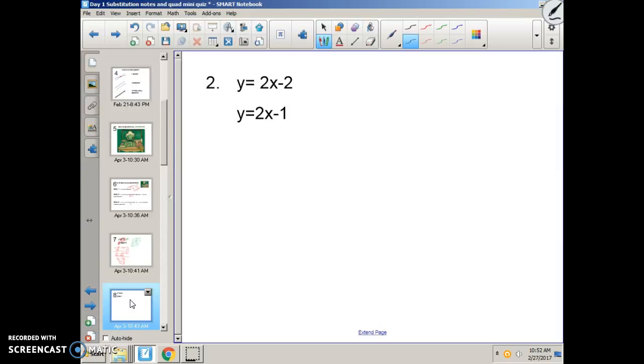Alright, so you should have paused and at least tried it on your own. You might have figured out what the issue is. So let's start with this. It says y equals 2x minus 2, so sub it in. 2x minus 2 now equals 2x minus 1. So some of you might have already picked up on the issue just from looking at that, but we'll do a little algebra to help it along if you're not sure.